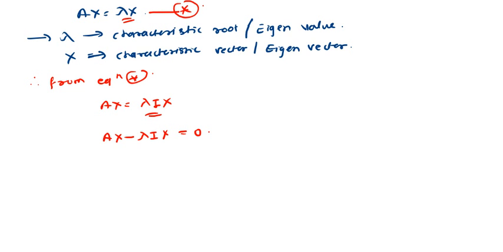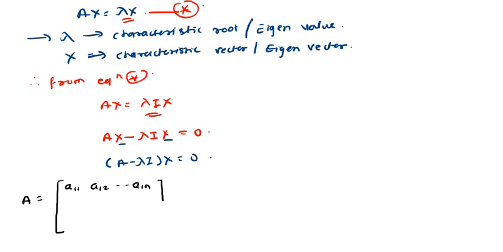Okay, now if I take this x as a common factor outside the bracket, what will it become? A minus lambda I times x is equal to 0. Now we know in this case what A is, where A is a square matrix. What was that square matrix? A11, A12 up to A1n, then A21, A22 up to A2n, and so on, an1, an2 up to ann. This will be the n cross n square matrix.